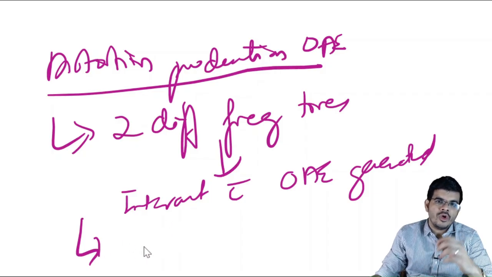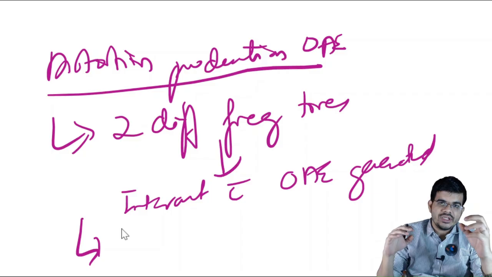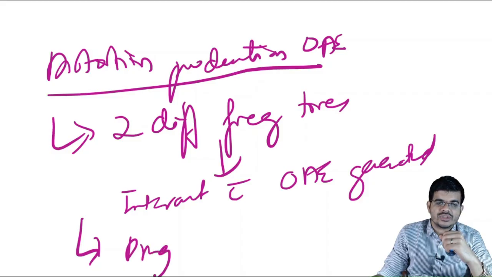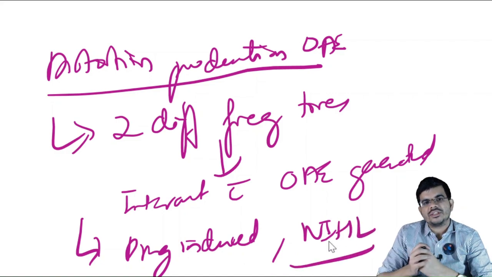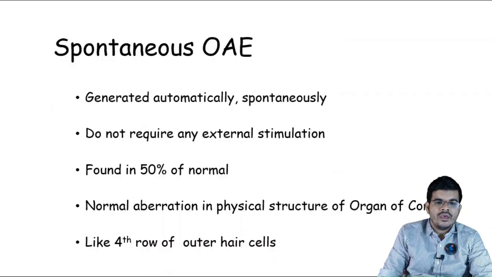This is used for high frequency hearing loss detection, 1000 to 4000 hertz, in that range it is discovering. So for high frequency hearing loss detection, when there is a drug induced hearing loss or noise induced hearing loss, it can be discovered with the help of distortion product OAE. Now these are the different types of OAE, and what is the use of this OAE?